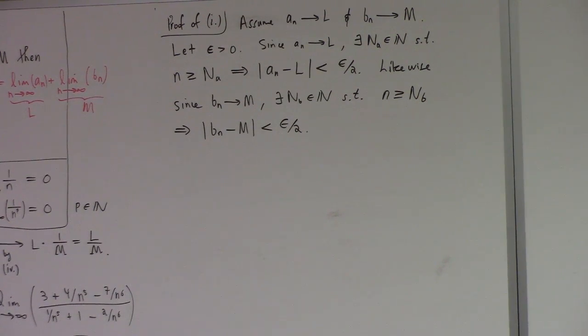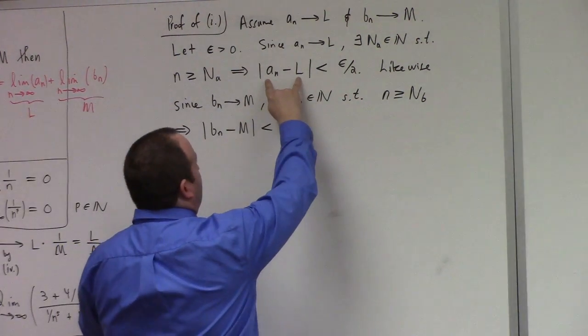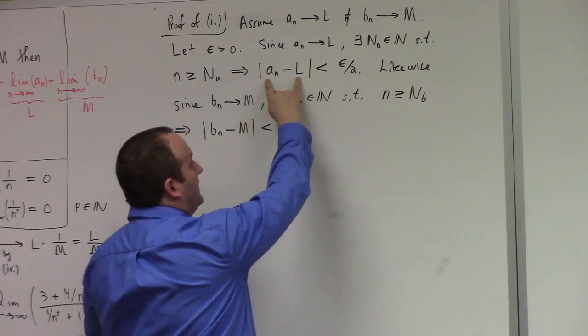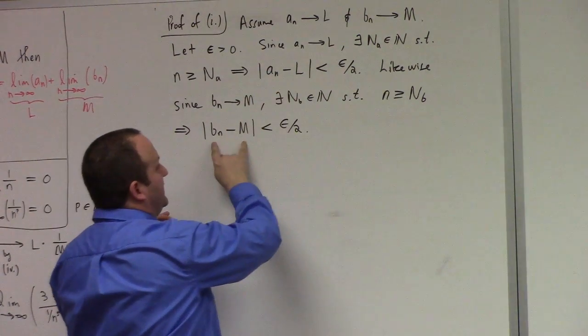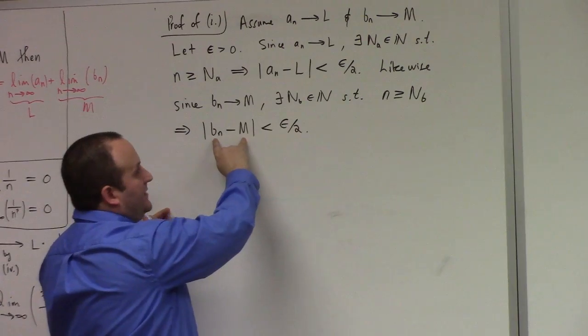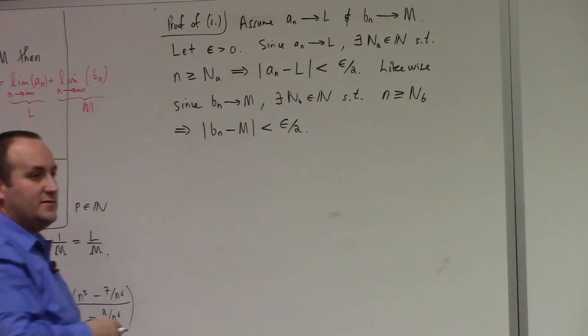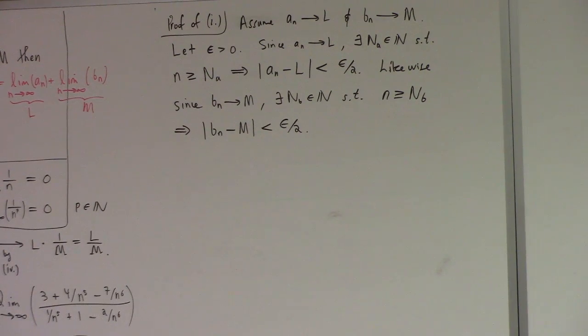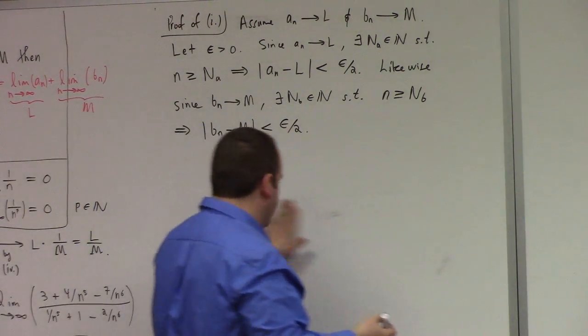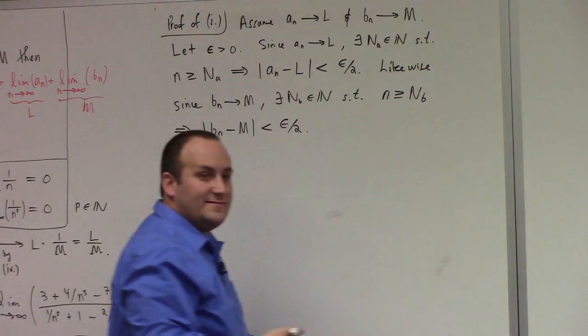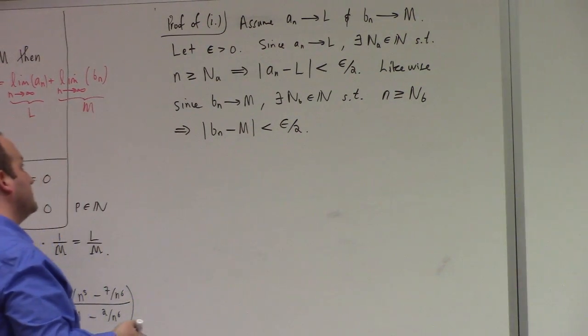In other words, I can make the difference between a sub n and L as small as I like by going far enough out in the sequence, and likewise for b sub n minus M. In particular, I can make it within epsilon over 2 and epsilon over 2. Now you could ask, why on earth are you doing that? Well, that will become clear shortly. I haven't explained yet.